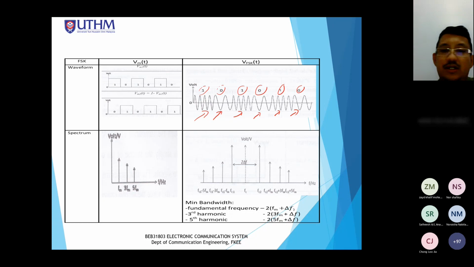So the way we calculate the bandwidth is based on Carson's bandwidth, which is 2 times Fm plus delta F. So in this example, it is up to the fifth harmonic. That means the bandwidth for the fifth harmonic is 2 times 5 Fm plus delta F. So this is using Carson's method to calculate the bandwidth. Okay, so it is an estimated bandwidth.